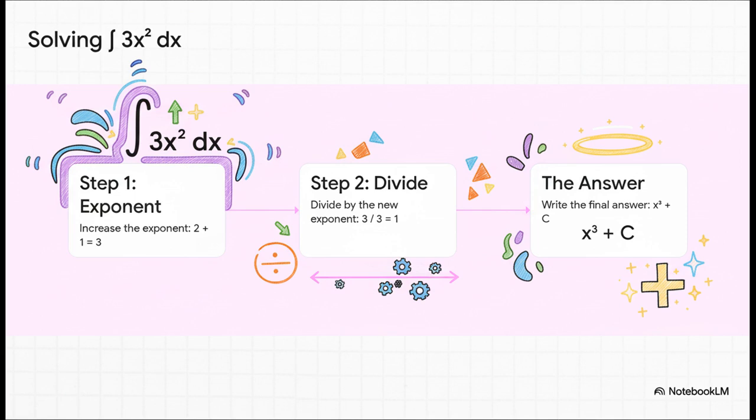So that's 3 divided by 3, which is just 1. And step 3, put it all together. We get 1x cubed, or just x cubed. And what do we not forget? The plus c. See? Told you it wasn't so bad.